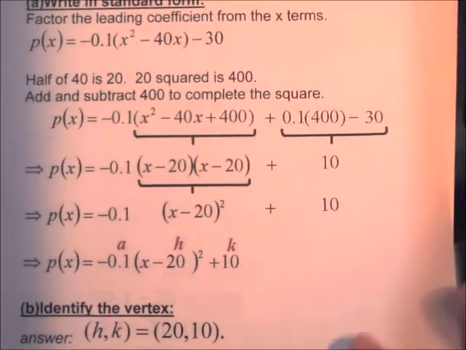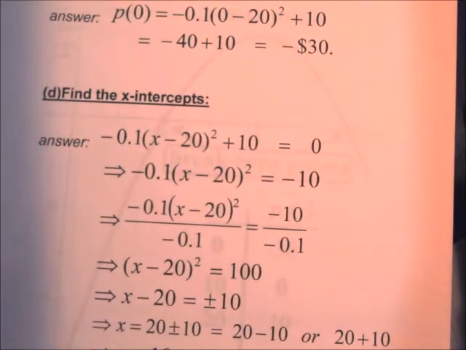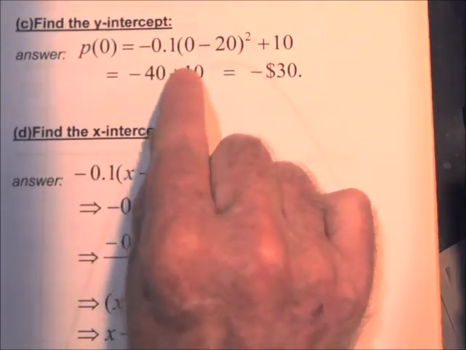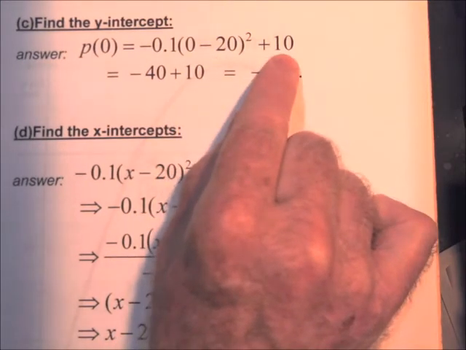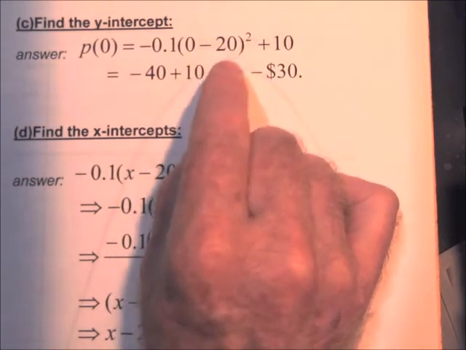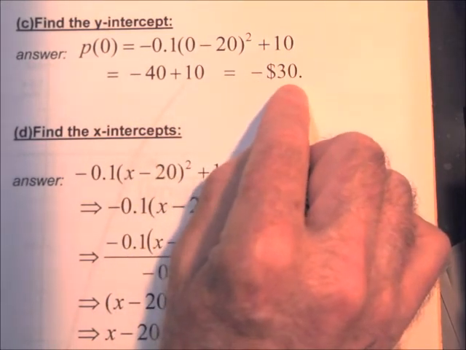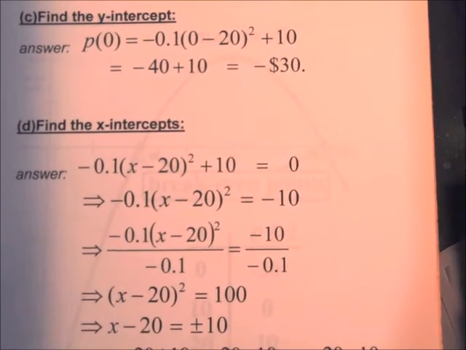Okay, so even though this was the vertex form, it's still helpful to get the intercepts. The y-intercept occurs when x is 0. P(0) = -0.1(0 - 20)² + 10. And this comes out to be negative 40 plus 10, which is negative $30, representing the overhead cost.